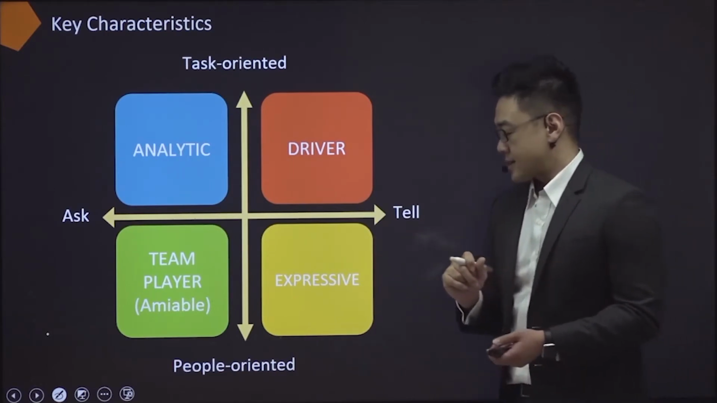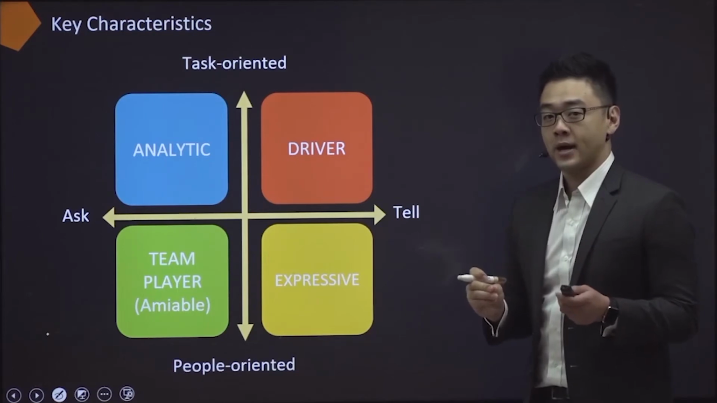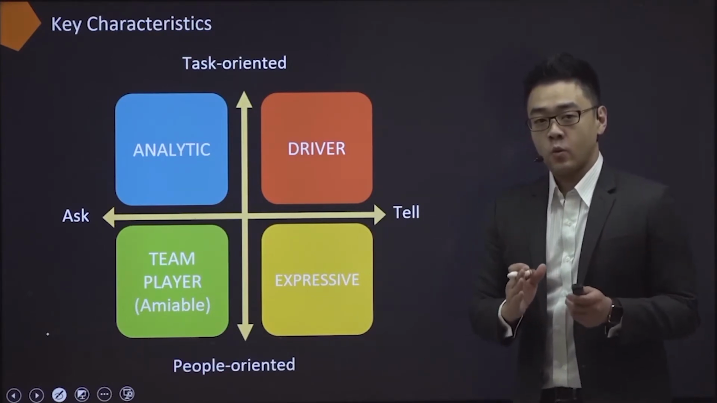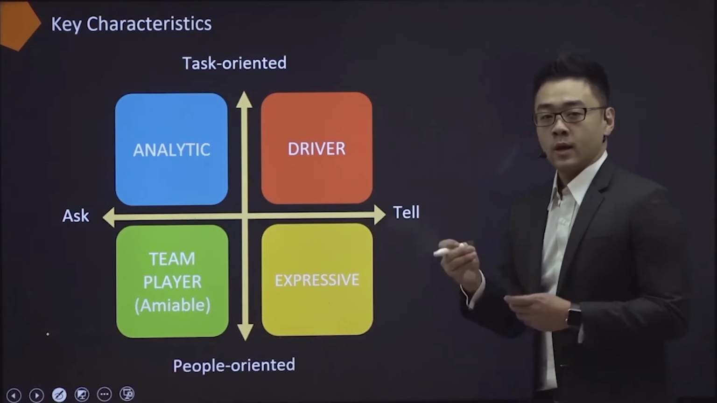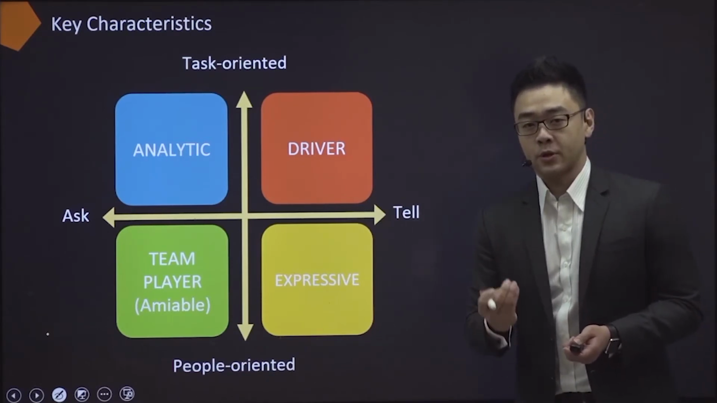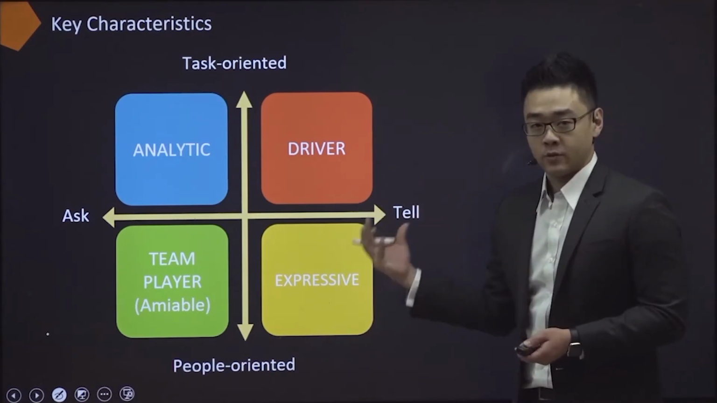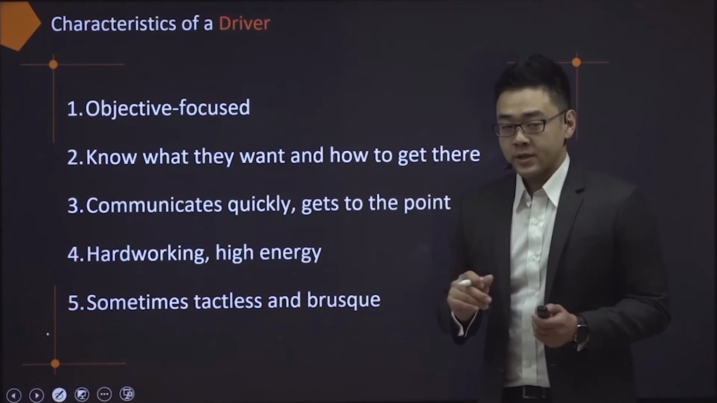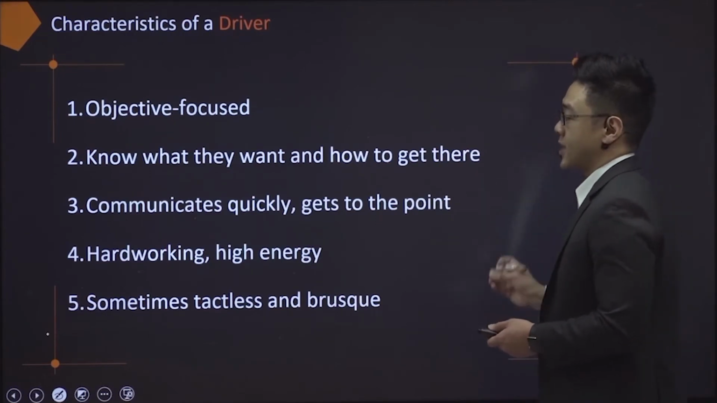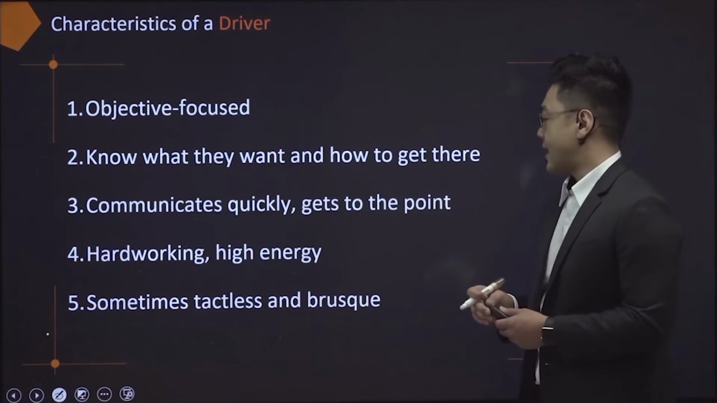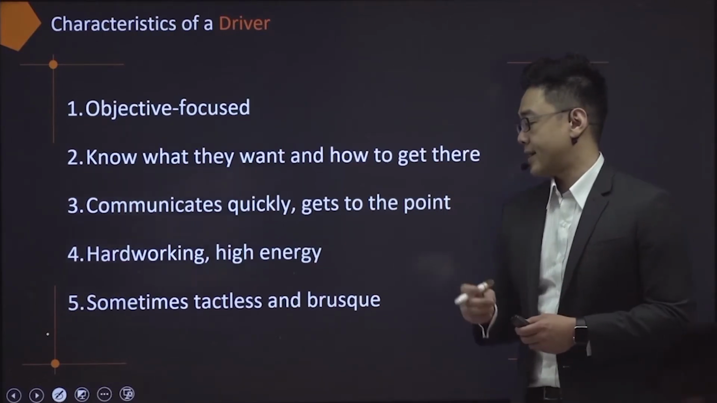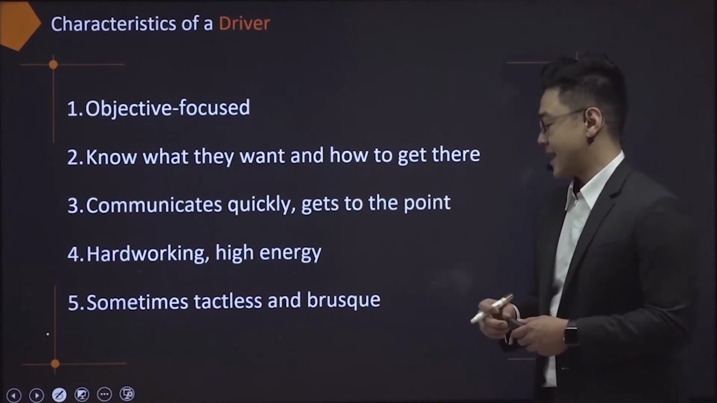So let's take a look at what kind of characters that you might observe in each type of personalities. And I want you to really think what kind of personality resonates to your own daily behaviors. That's actually what we are going to do to discover what type of people you are based on these 4 types of characteristics. So let's say if you are the driver type, you might see yourself as, or someone would tell you that you are: number 1, objective focused; number 2, know what they want and how to get there; number 3, communicate quickly, gets to the point; number 4, hardworking, high energy; and number 5, sometimes tactless or brusque.